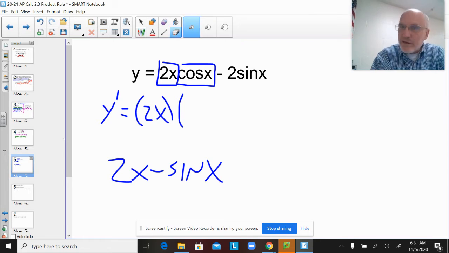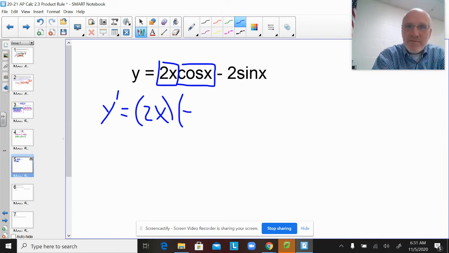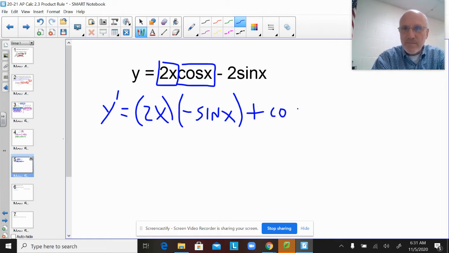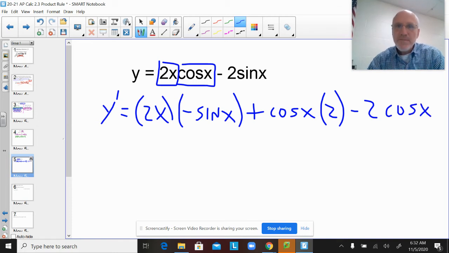So you have to be real careful, and you have to use parentheses because it helps me keep track of what's going on. This is 2x times negative sine of x, and you've got to be real careful about that. So that's the first times the derivative of the second. I'm still dealing with the blue product here, plus the second, which is the cosine of x, times the derivative of the first, and the derivative of 2x is just 2. Now I'm done with the product. Now the derivative of minus 2 sine x, that's not new. That's just minus 2 cosine of x.